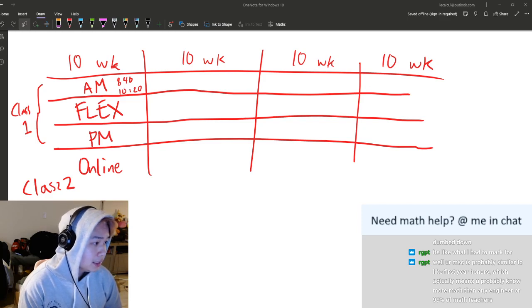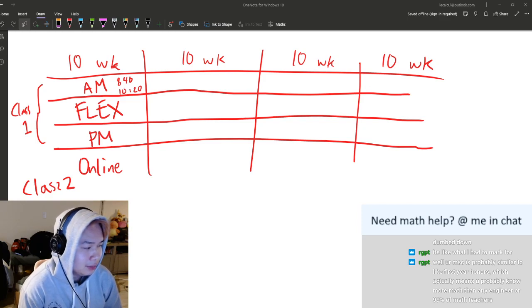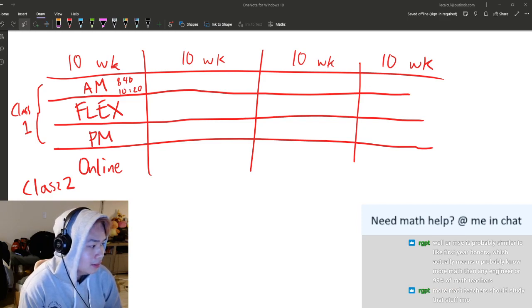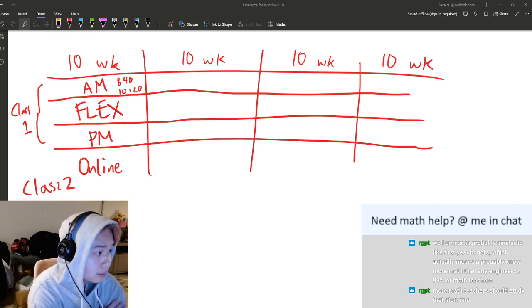My master's program is specifically for math teachers. So I don't want to call it a math master's because it's not. It's essentially honors first year, second year courses, and it's just to make you better at math. Yeah, it's tough.